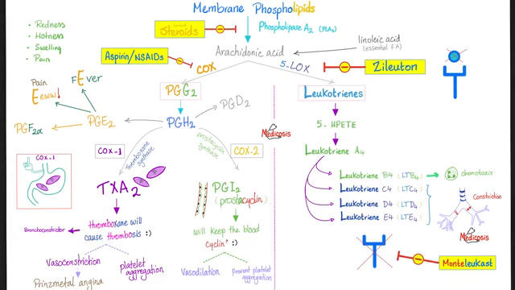Starting with the membrane phospholipids, we have phospholipase A2 enzyme, which is going to liberate the arachidonic acid from the tyranny of the membrane phospholipids. Then arachidonic acid can branch into 2 separate pathways. You can use the cyclooxygenase pathway or the lipoxygenase pathway. Arachidonic acid via cyclooxygenase is going to give us prostaglandins, but via lipoxygenase, arachidonic acid will yield leukotrienes.